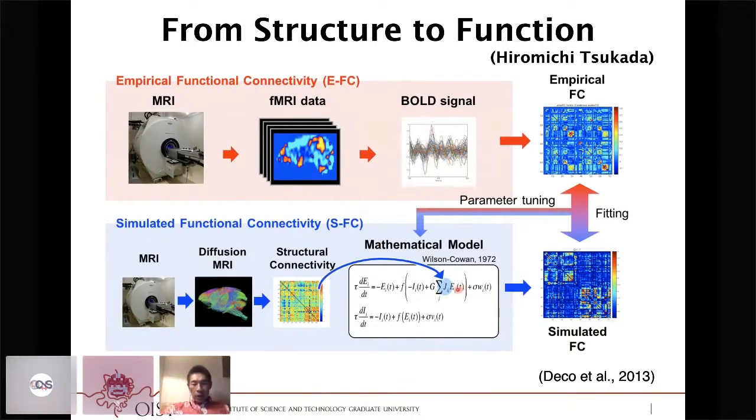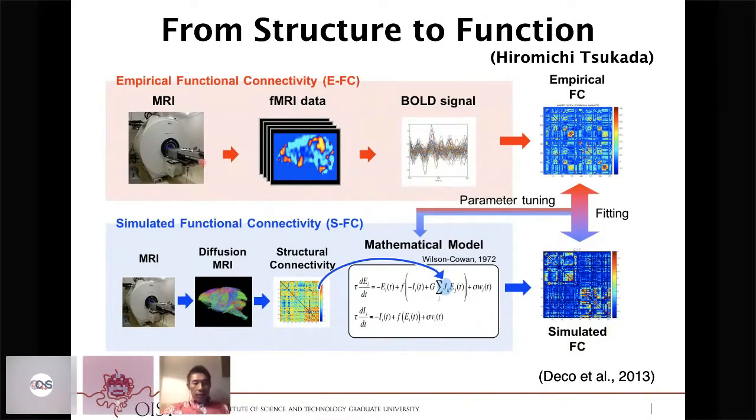In this case, we use a relatively simple rate model of the Wilson-Cowan type, which assumes the excitatory population and the inhibitory population are connected with each other. The excitatory population has a long-range connection based on the connectivity matrix coming from the diffusion MRI. We have some parameters like the gain of this long-range connection and the strengths of interaction between the excitatory to inhibitory and inhibitory to excitatory connections. By tuning these parameters, we can simulate the neural activity and compute the functional connectivity matrix.